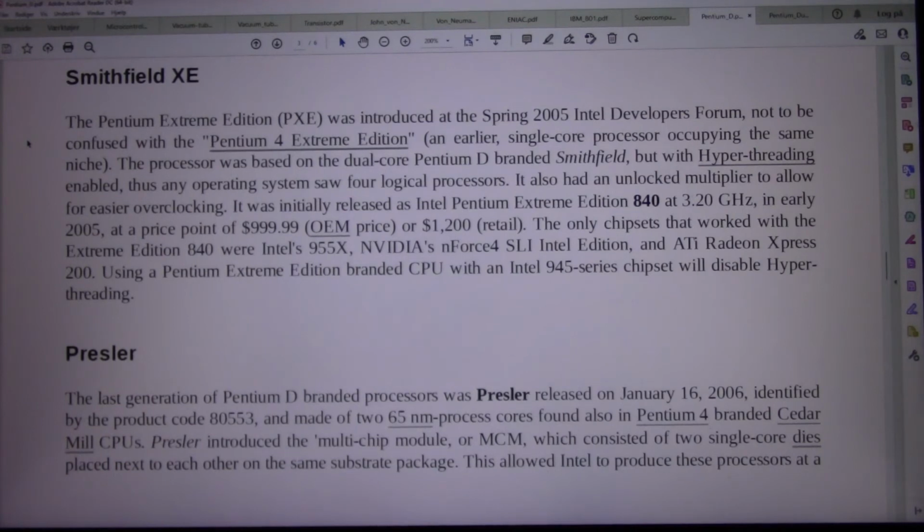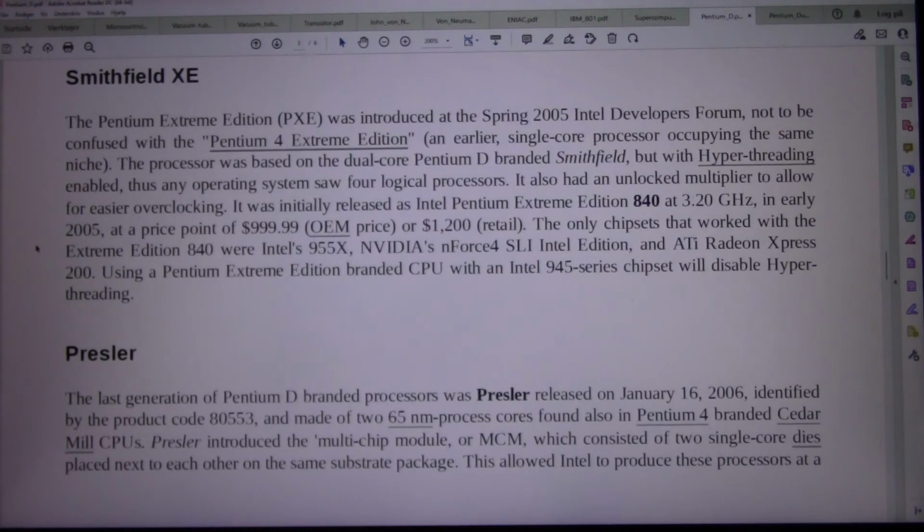Smithfield XE. The Pentium Extreme Edition, PXE, was introduced at the Spring 2005 Intel Developer Forum, not to be confused with the Pentium 4 Extreme Edition, an earlier, single-core processor occupying the same niche. The processor was based on the dual-core Pentium D branded Smithfield, but with hyper-threading enabled, thus any operating system saw 4 logical processors. It also had an unlocked multiplier to allow for easier overclocking.